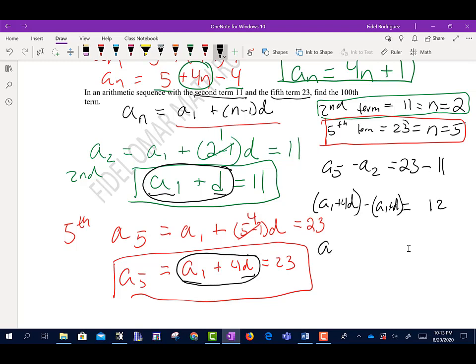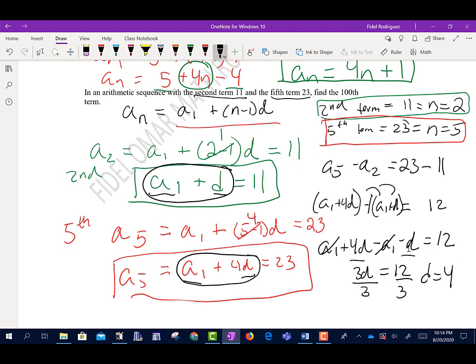I'm going to think of this as a1 plus 4d. Remember, we can think about this as a negative 1. All that's going to do, my friends, is change our signs. First thing I want you to notice, the a1s are going to go away. 4d minus another d is 3d, equals 12. If we divide both sides by 3, that tells me that d is equal to 4. Okay, so now we got somewhere.